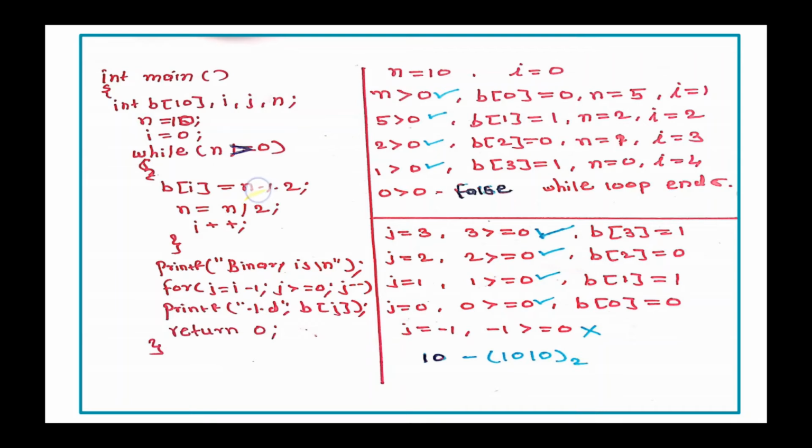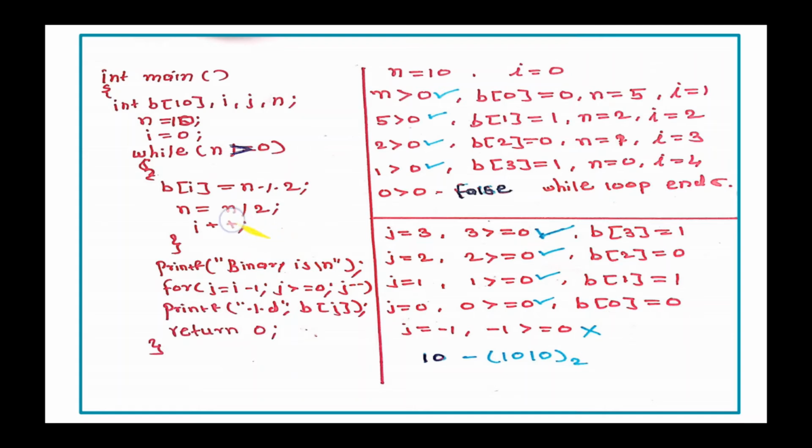Then go to the while condition again, n is greater than 0, n value 2 is greater than 0, condition is true. Then a of 2 is equal to n modulus 2, 2 modulus 2, remainder is 0. Then n is equal to n divided by 2, 2 divided by 2, result is 1. Then increment i, the i value is 3.